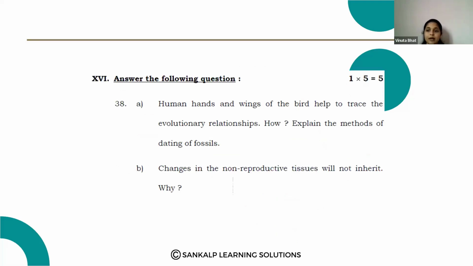Yes. So this is the 5-mark question asked in this section. So only 5-mark questions will be there. Sometimes it will be asked in the physics section or chemistry section, or this time they asked in the biology section. In any section, only a 5-mark question will be there. But human hands and the wings of the bird help us trace the evolutionary relationship. How? So this topic is also not there in your syllabus. Okay, so we are not going to solve this question.